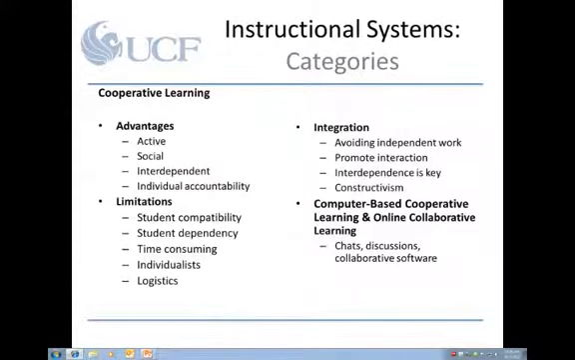Having individualists and people that don't work well together is an issue in addressing those. And then there are a number of logistics issues. What size groups do you make? How much time do you allot? Or do you have enough equipment? All of these sort of things.